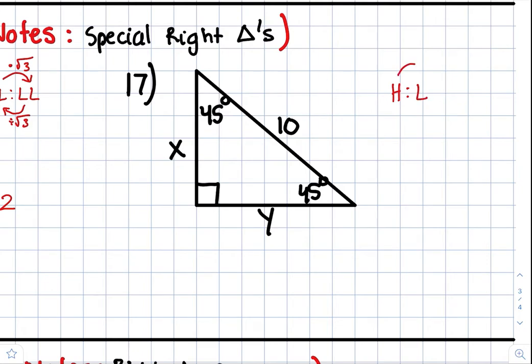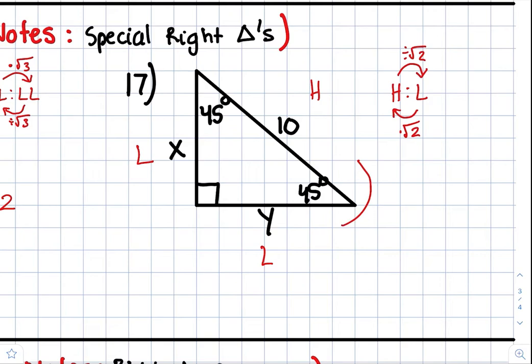Hypotenuse to a leg is dividing by square root of 2, and from a leg to hypotenuse, multiply by square root of 2. So let's label. Again, side opposite of the 90 degrees, or the diagonal, that's the hypotenuse, which means the other two are just the legs. Both legs are the same because both of the angles are the same. So we have the hypotenuse, now we just gotta find the leg.